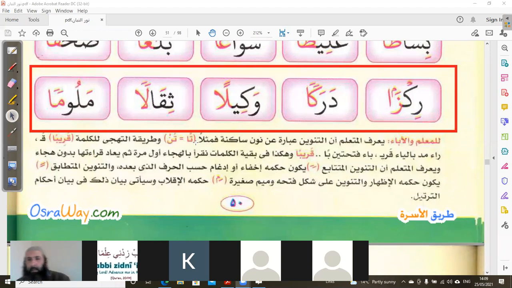Rekna, rek za, darakan, wa kilan, siqalan, maluman. Good. Just this one is not rikza, it's actually rikzen. But we put this meem, so we are going to see the rule later on. This meem is just to change noon sukun to meem sukun, because we have a small ba after. The word coming after starts with ba. So we say rikzam ba, bi or bo. This is just to let you know. When we read it, we say rikzam.